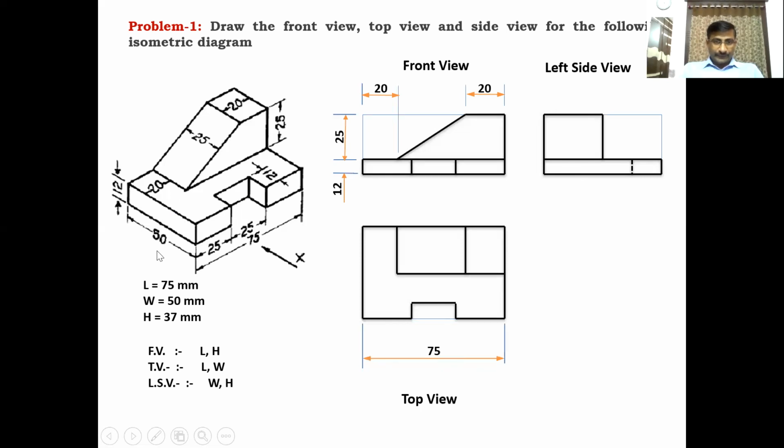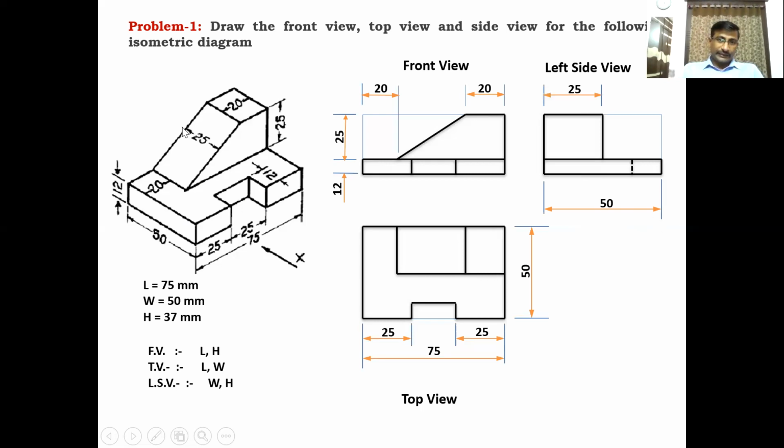Then the total length in the top view is 75 mm. This is 75 mm, and this is 25 mm up to the groove point. And the remaining also 25, because 25, 25, 25 is 75, total 75. This groove length is also 25. And 50 mm is the width. When looking from the top side, the width is 50 mm. Okay. This is also the width in the side view. For the side view, the width is visible, 50 mm.